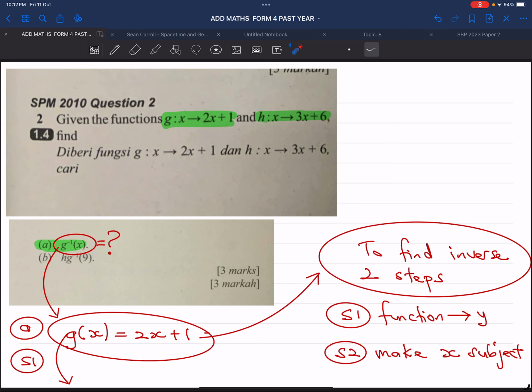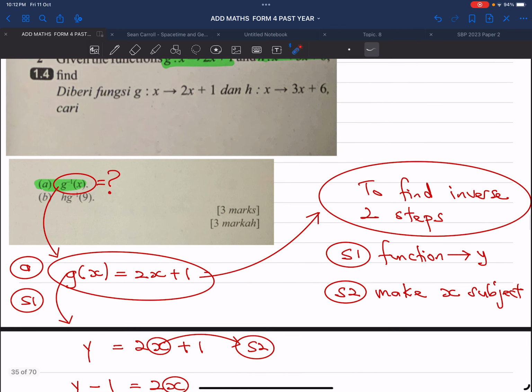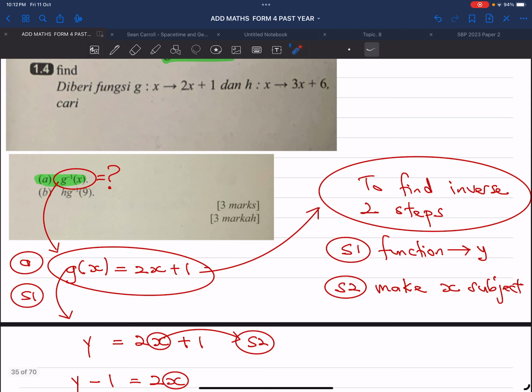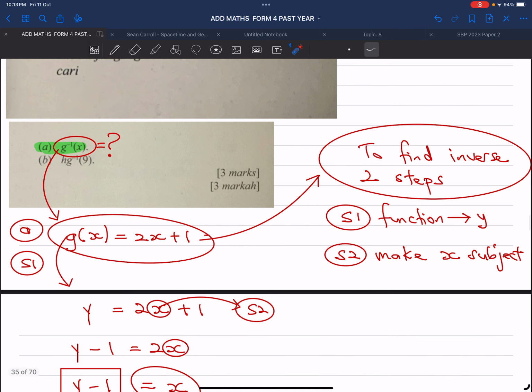Given the function g(x) is 2x plus 1, and given the function h(x) is 3x plus 6. Part A, find g inverse x. As usual, we start from what they ask.